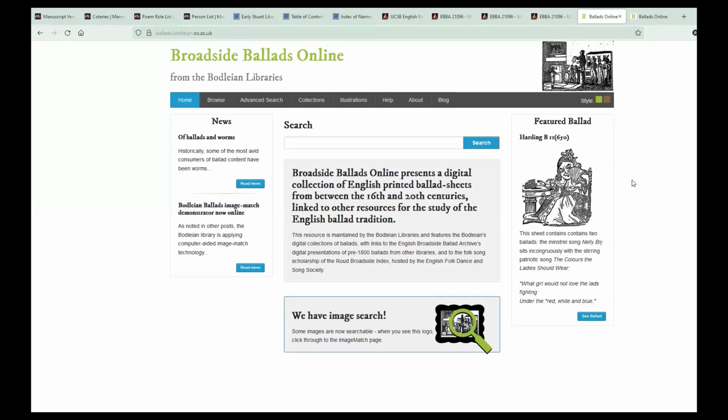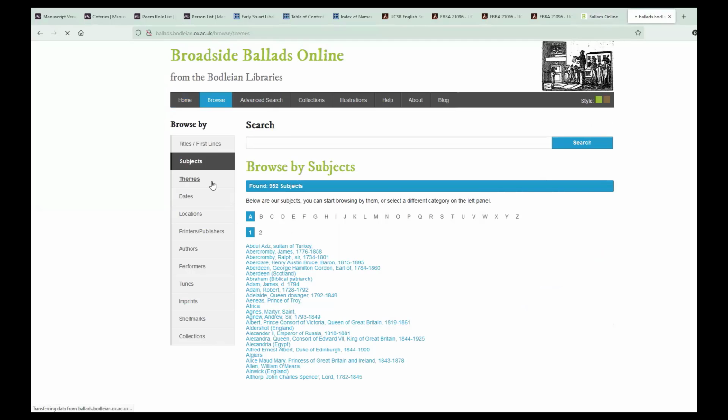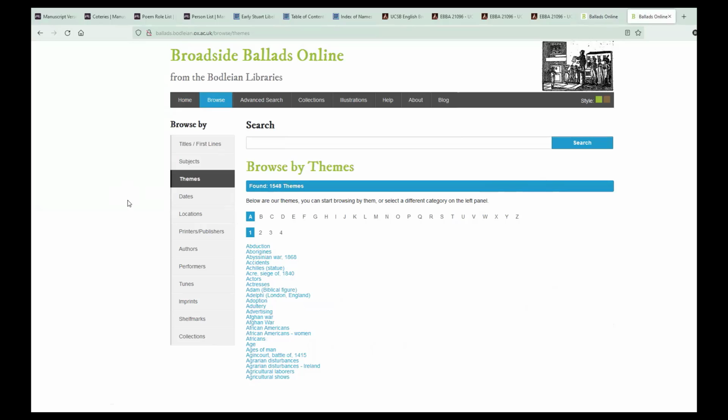Broadside Ballads Online from the Bodleian Library has a much larger repository of ballads and covers a longer time span, almost 30,000 ballads spanning the 16th through the 20th centuries. One of the most powerful parts of this database is its browse navigation. I'm partial to the subjects and the themes browses. Helpfully, Broadside Ballads Online has integrated English Broadside Ballad Archive, making it a good first stop in your search.